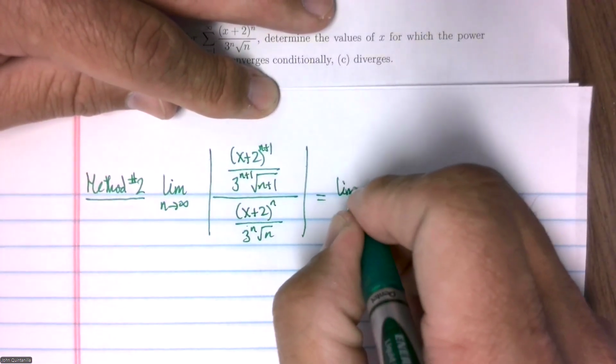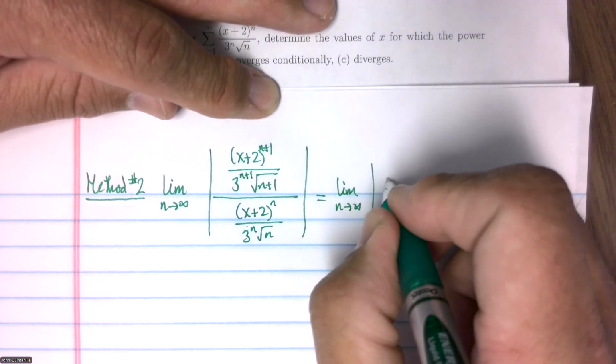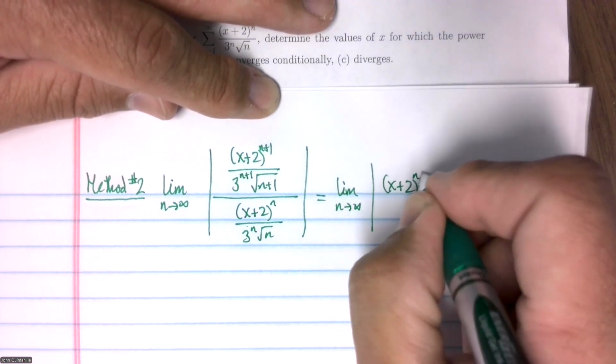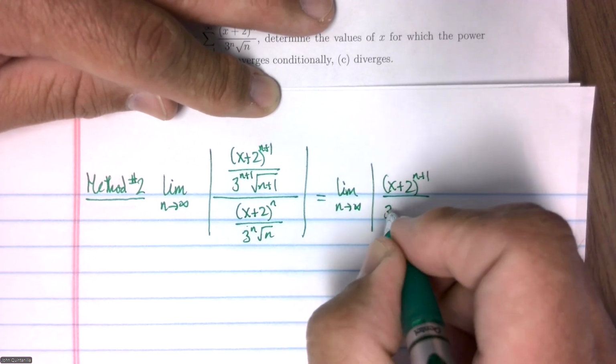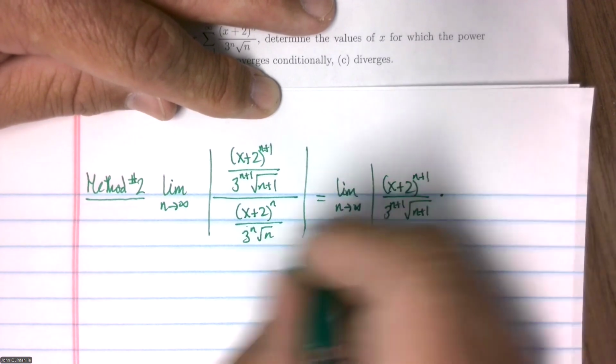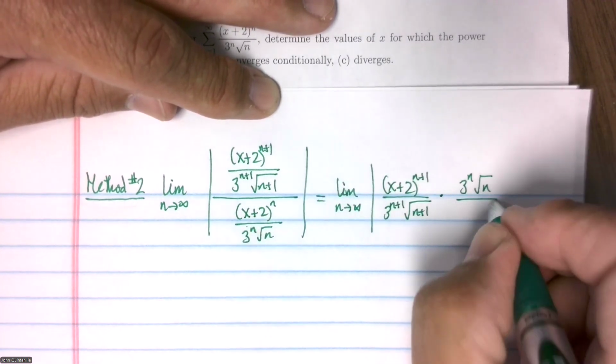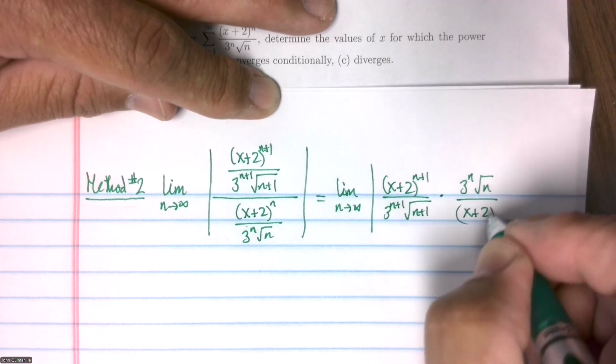Okay, let's simplify this complicated fraction. So we have x plus 2 to the n plus 1 over 3 to the n plus 1 times the square root of n plus 1. Then I multiply by the reciprocal, 3 to the n square root of n over x plus 2 to the n.